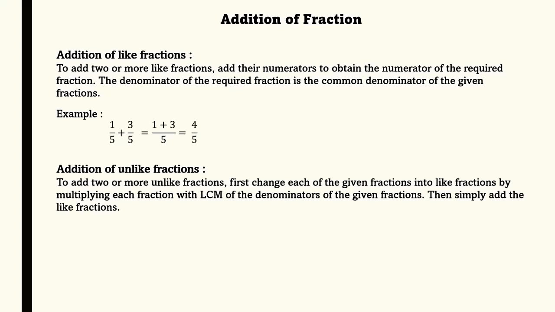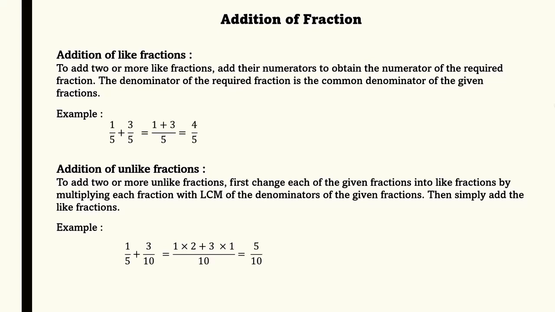Addition of unlike fractions. To add two or more unlike fractions, first change the given fractions into like fractions by simply multiplying each fraction with the LCM of the denominators of the given fractions. Then simply add the like fractions. In order to add unlike fractions, you have to first make it into a like fraction.